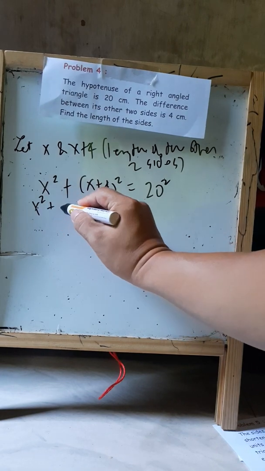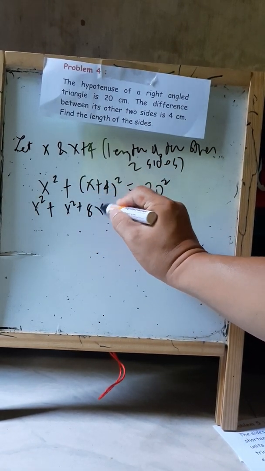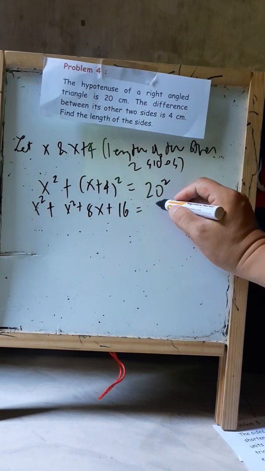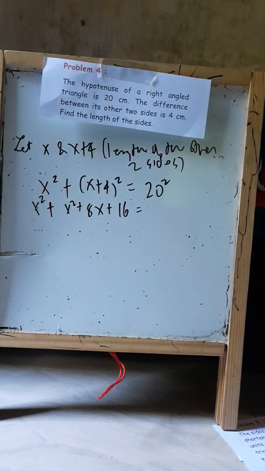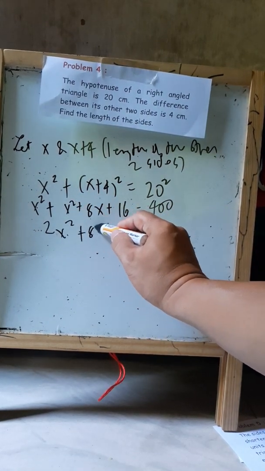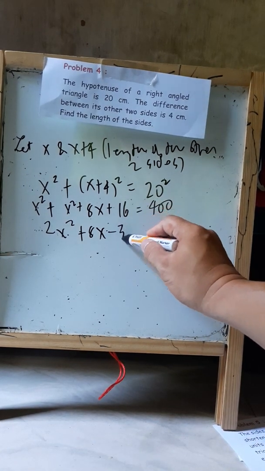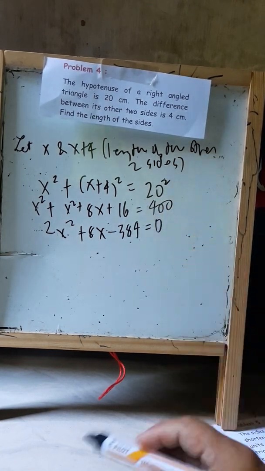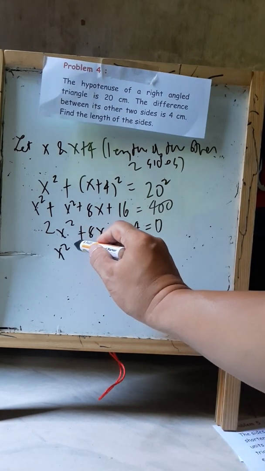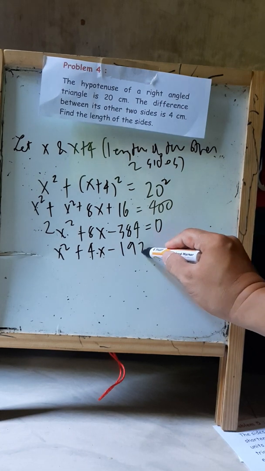So let's have x squared plus (x plus 4) quantity squared, which is x squared plus 8x plus 16, equal to 20 times 20, which is 400. x squared plus x squared is 2x squared plus 8x plus 16. 16 minus 400 is negative 384. Let's simplify this quadratic equation: x squared plus 4x minus 192 is equal to 0.